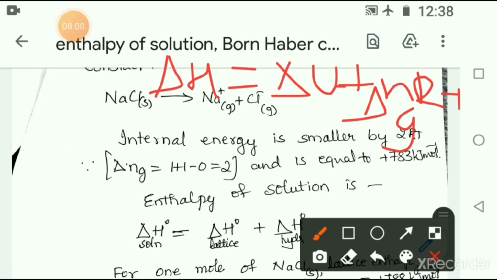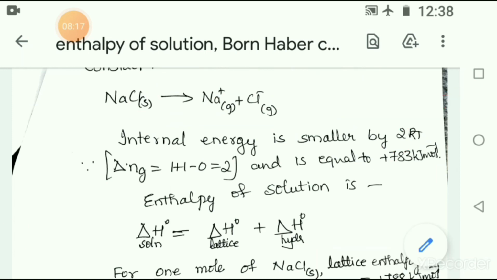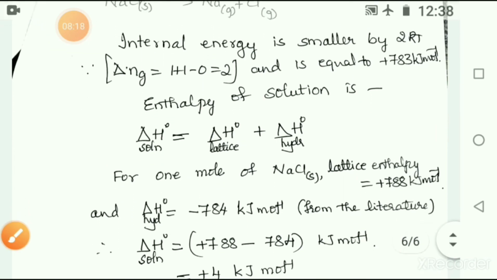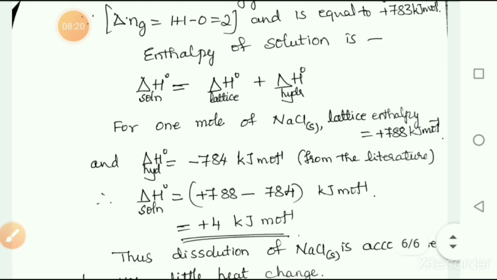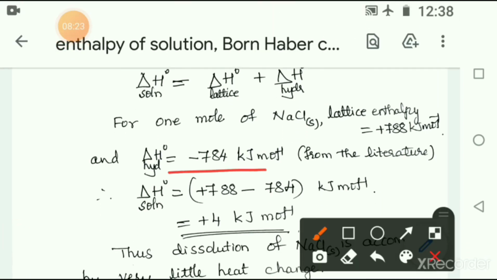What is this delta Ng? The number of moles of products in the gaseous form, that is 1 plus 1 ಅಂದರೆ 2, reactant ಅಲ್ಲಿ 0. So 2 ಅಂದರೆ ಇದೆಷ್ಟಾಯಿತು, delta Ng is equal to 2, and this by one of the methods is calculated as 783 kilojoules, but by actual literature method we get it more accurately as minus 784 kilojoules per mole.